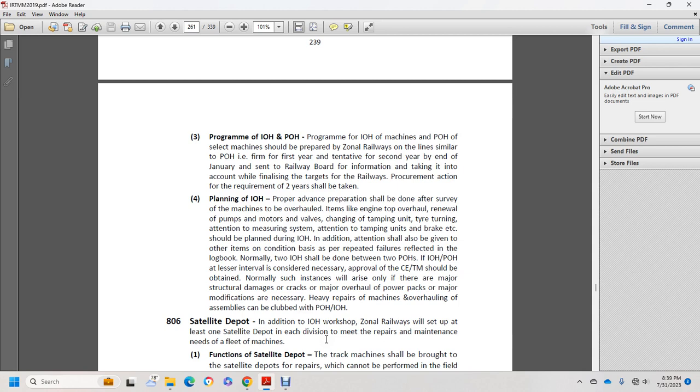Normally, only one intermediate overhaul should be done between two periodic overhauls. If intermediate overhaul or periodic overhaul at lesser intervals is considered necessary, approval of the chief engineer, track machine should be obtained. Such an instance will arise only with major structural damage to the track, a major overhaul of the power pack, or major modification necessary for heavy repair of the machine. Overhauling of the assembly can be clubbed into the periodic and intermediate overhaul.